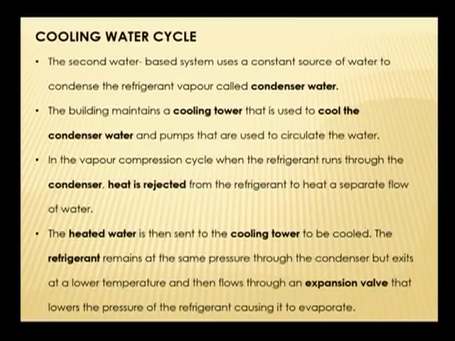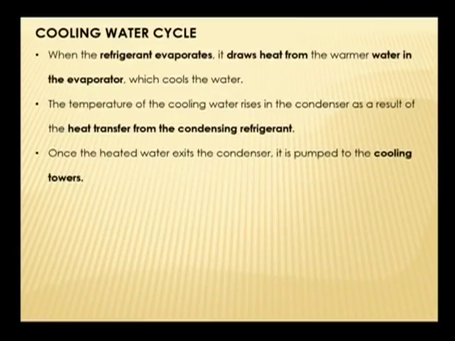So, the last process we have already seen. Here the next step is when the refrigerant evaporates, it draws heat from the warmer water in the evaporator, which cools the water. In this particular step they talk about the chilled water cycle, where the refrigerant evaporates by drawing heat from the warm water in the evaporator, thereby cooling the water and thereby cooling the space. The temperature of the cooling water rises in the condenser as a result of the heat transfer from the condensing refrigerant, and once the heated water exits the condenser, it is pumped to the cooling tower and the cycle repeats.